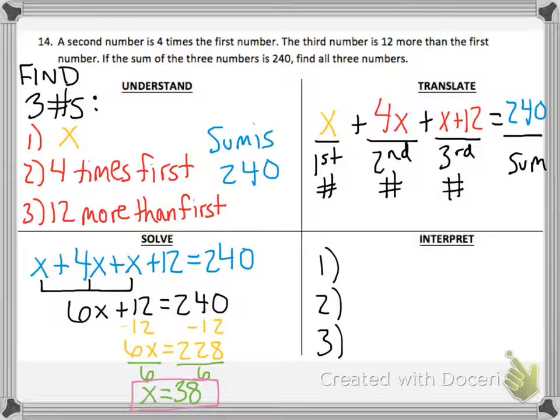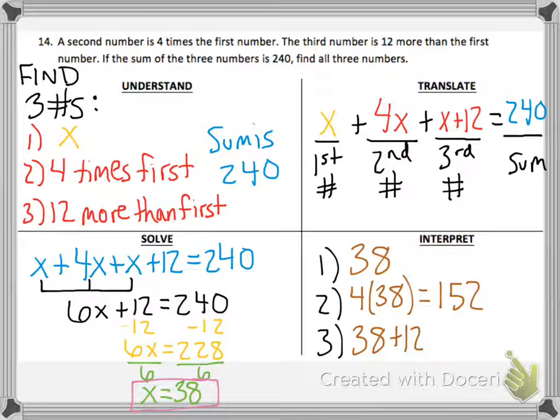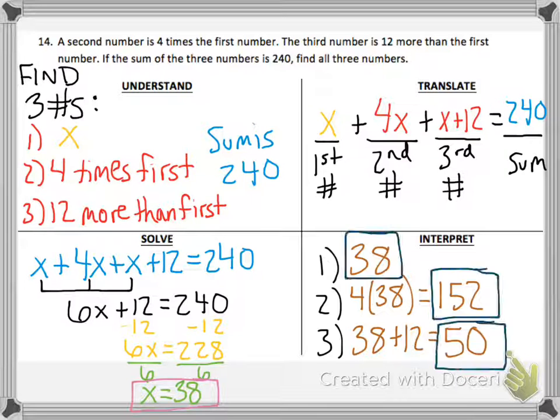Our first number is literally x, so the first number is 38. Our second number is 4 times x, 4 times 38. Well, 4 times 38 is 152. Our third number is 12 more than the first, so 12 more than 38. 38 plus 12. That number is 50. So our three numbers are 38, 152, and 50. This is our final answer to the problem.